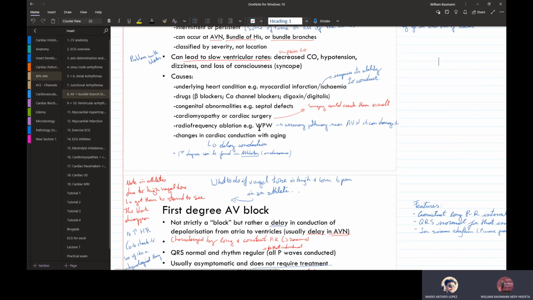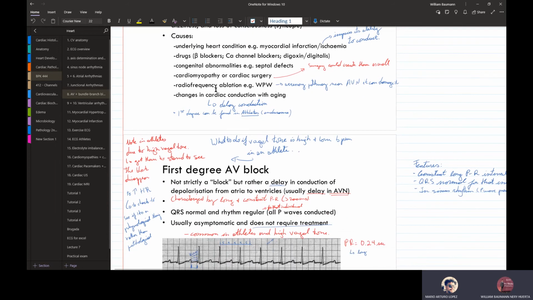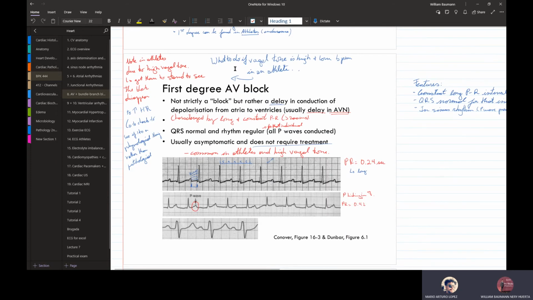Surgery can create this as well. Radio frequency and all that. Delayed conduction if there's a change in the conduction that occurs with aging. This is important. First degree block can be found in athletes that have high endurance. So first degree AV block is not strictly a block, but rather a delay in conduction of the depolarization from the atria to the ventricles. It is characterized, meaning one of the things that you're looking for, by a long and constant PR interval that is greater than 200 milliseconds.